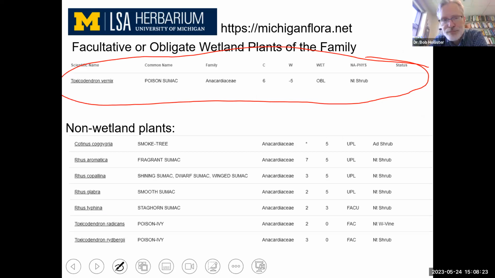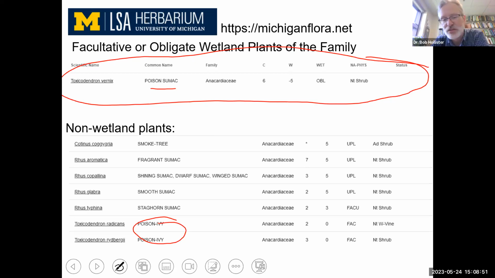So you might be asking, well, why do this family? Because I've only picked a handful of families. Well, it's because you really should know this one, because it's your poisonous stuff. It's not poisonous in terms of eating it, but getting an allergic reaction. So poison sumac, it also includes your poison ivies. Okay, so important to know because of that.